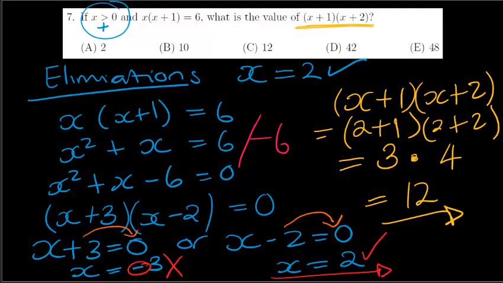So if x is a positive number and x times (x plus 1) is equal to 6, what is the value of (x plus 1) times (x plus 2)? And the answer is 12. The answer is going to be C.